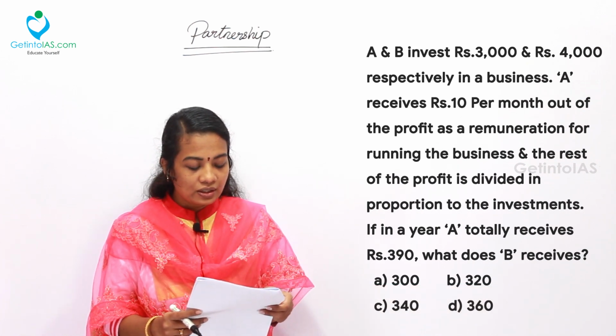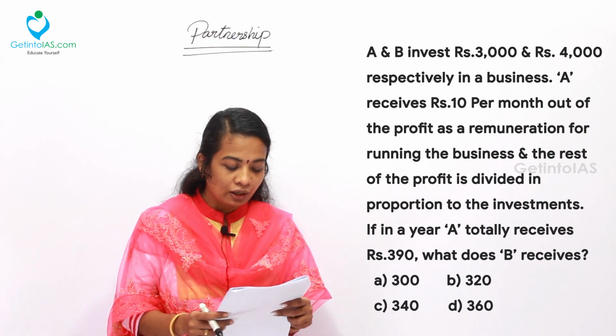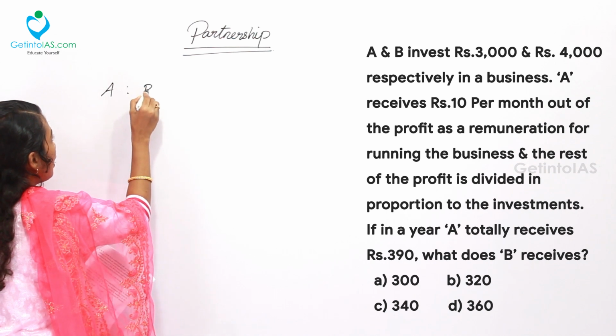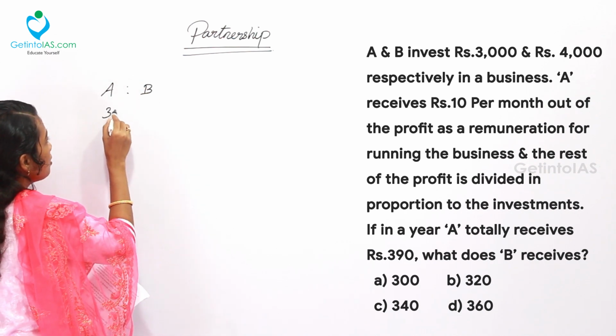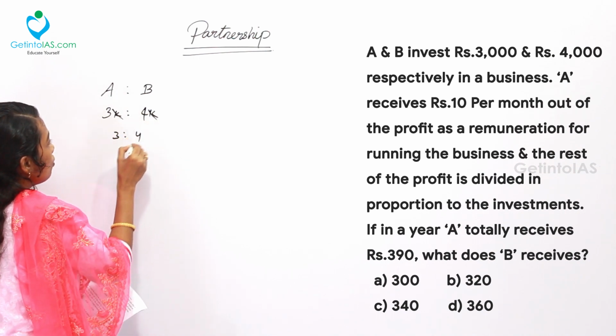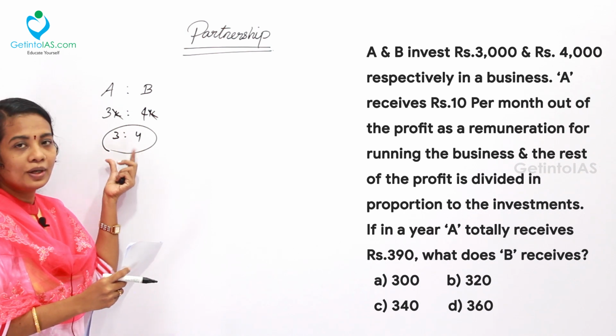So here, first, the investments of A and B are 3000 and 4000 respectively in a business. So initially the investment ratio of A and B is 3k to 4k, which is 3:4. This is the investment ratio of A and B. This is to be kept separate.